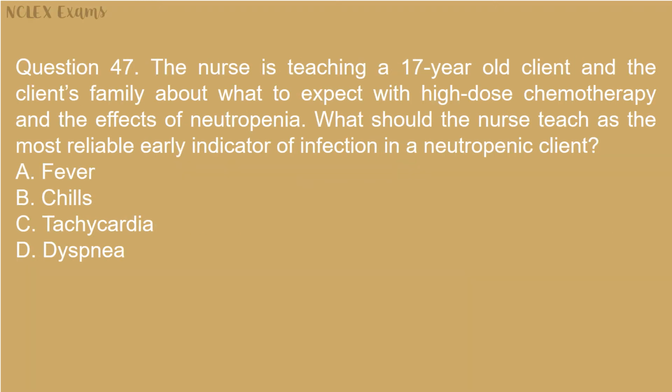Question 47. The nurse is teaching a 17-year-old client and the client's family about what to expect with high-dose chemotherapy and the effects of neutropenia. What should the nurse teach as the most reliable early indicator of infection in a neutropenic client? A. Fever. B. Chills. C. Tachycardia. D. Dyspnea.